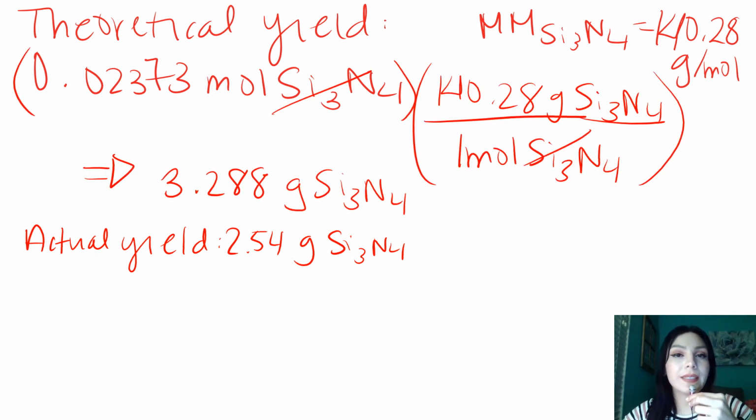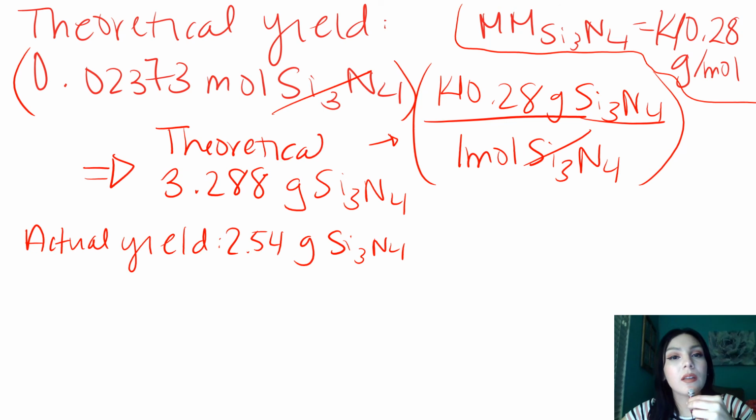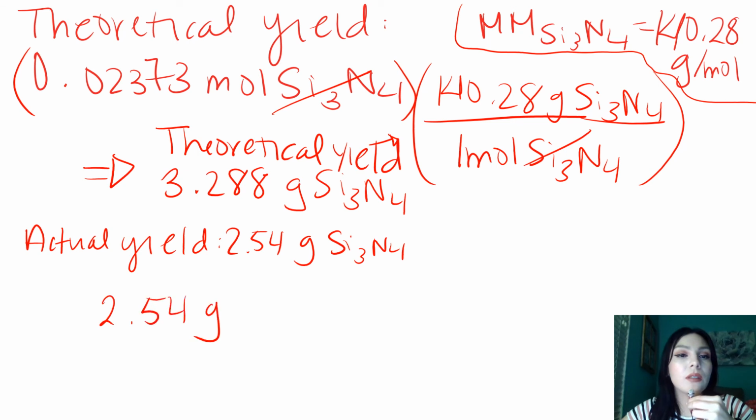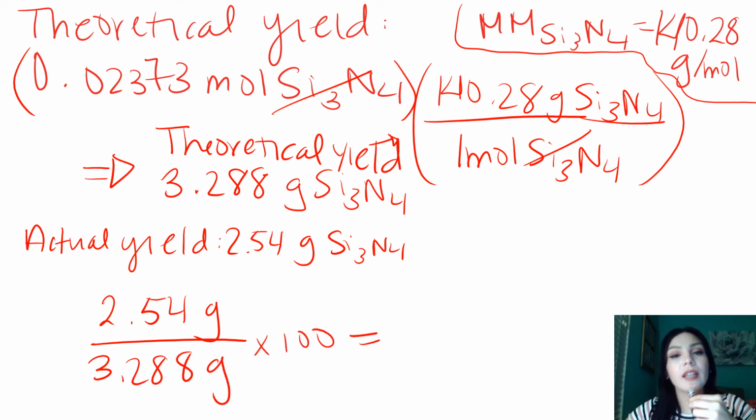So I went ahead and set up this molar mass. This is the molar mass of silicon nitride. I just added up the masses from the periodic table. And then I set this up and we got our theoretical yield here. And this is just in grams now. So now we're going to divide these two out. So our actual yield divided by our theoretical, times 100, and then that gives us our percent yield.